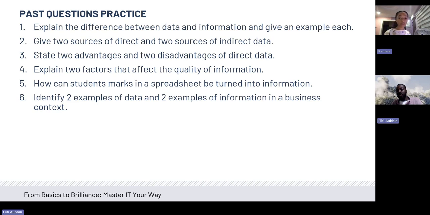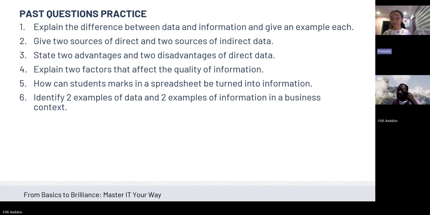Spreadsheet be turned into information. So you've got the marks of all the students in a class. So how do you make sense out of the scores of students in a test? You can either present that in a table form, or like a pie chart or something like that. It depends on what you're doing, say, presenting the grades to the students.